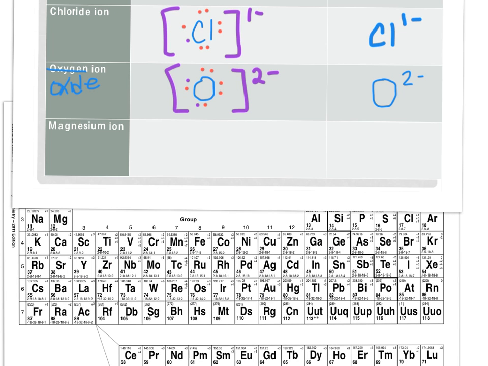Our final example is magnesium, and magnesium has a 2-8-2 configuration. That means it has 2 valence electrons, so it's going to want to give up those 2 electrons. So you're going to write Mg, and then we're just going to draw the bracket around it. And since it gave away 2 electrons, we're going to put 2 positive. So over here, the symbol for that is Mg, 2 positive. And that is how we do the Lewis dot structure for ions.